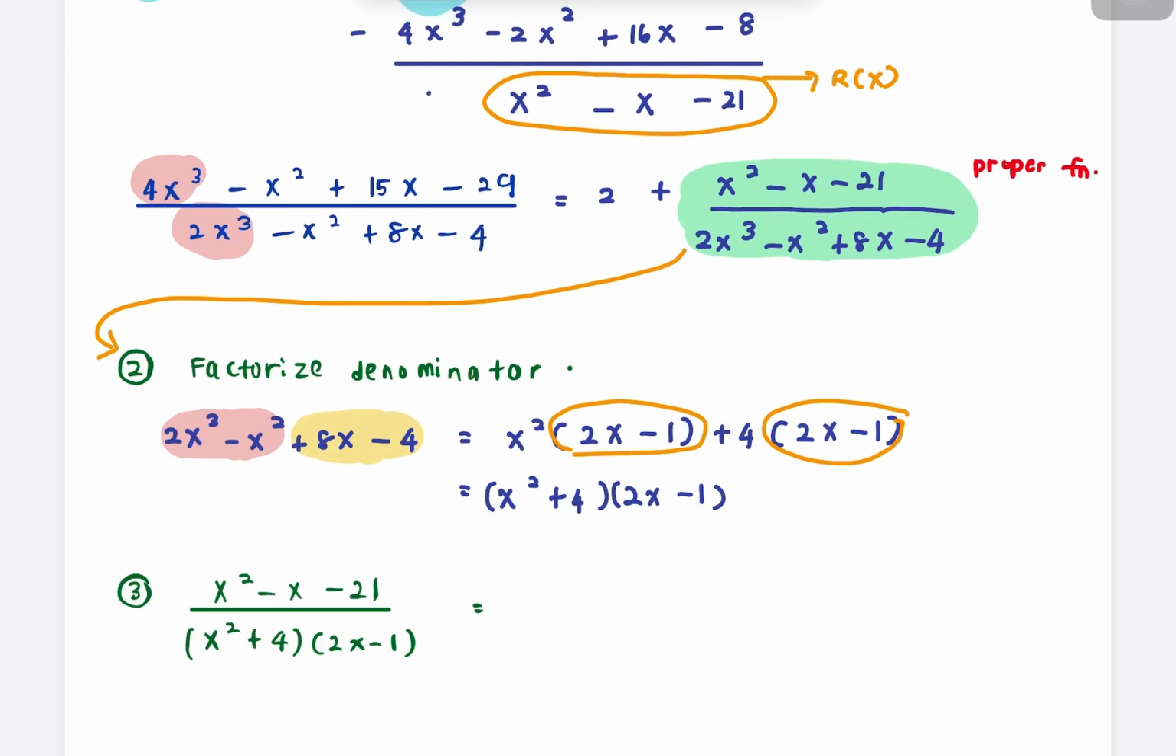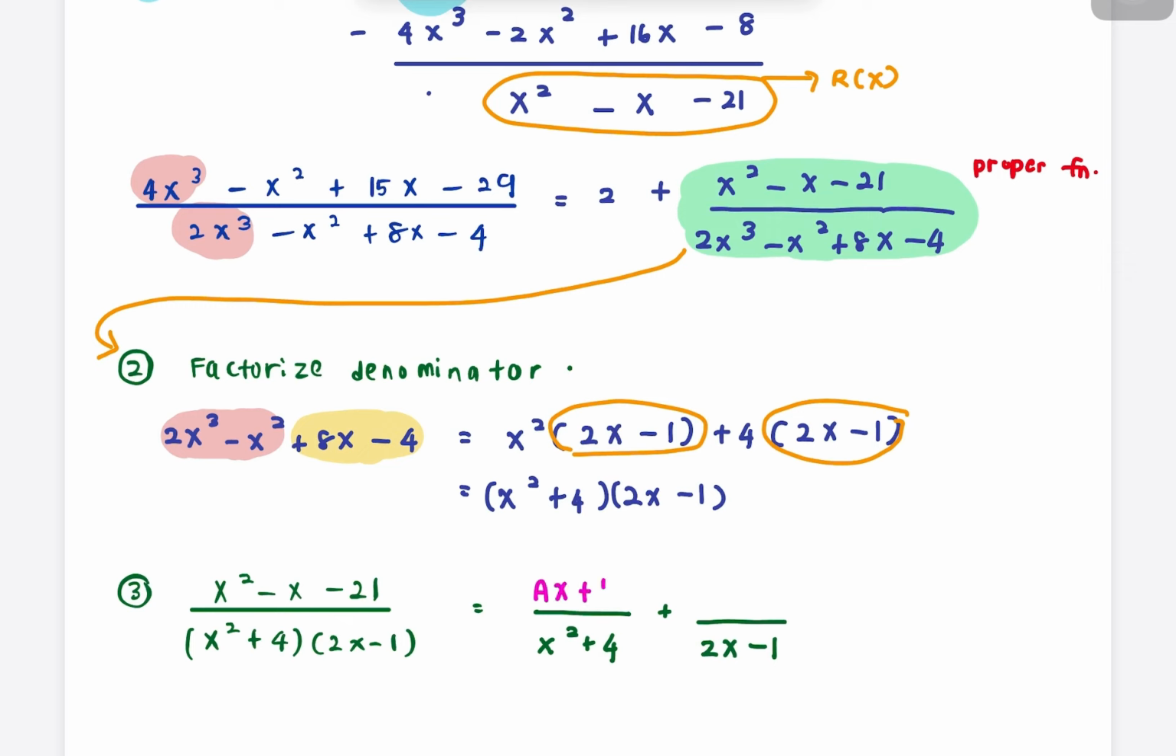So how many fractions do you want to decompose into? 2 only. So you have one over x squared plus 4. And then the second fraction is over 2x minus 1. So what is your numerator? This is quadratic, so your numerator will be linear. So you will have ax plus b. And then the second fraction has a constant only, which is c.